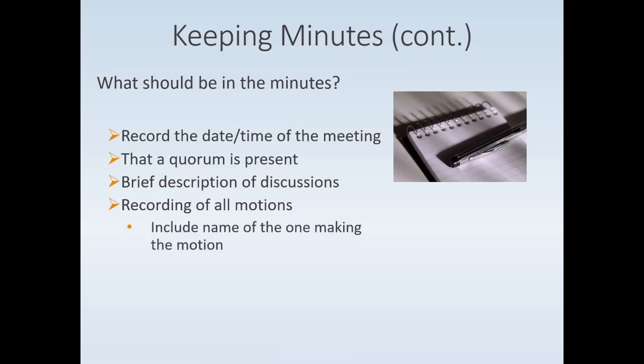Here you would need to include the name of the person who made the motion. You would want to include the person who seconded the motion, put their name in the minutes, and then the result of the vote. Record that the motion either passed or failed, nothing more. Don't put that a motion passed 13 to 12.